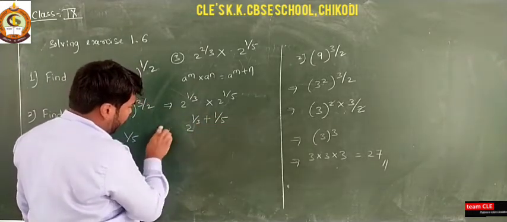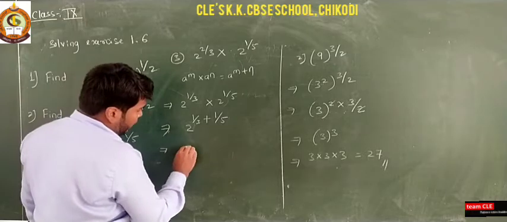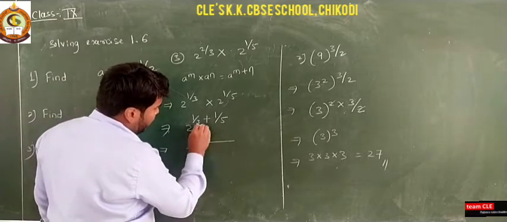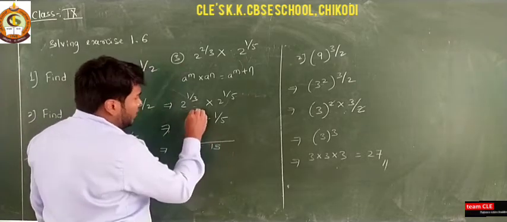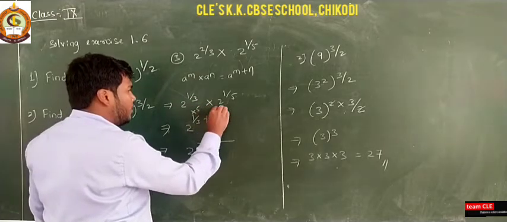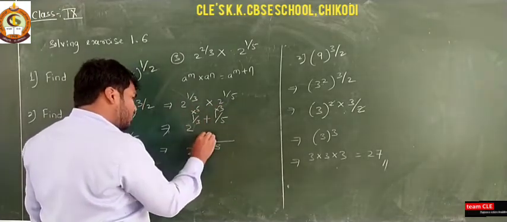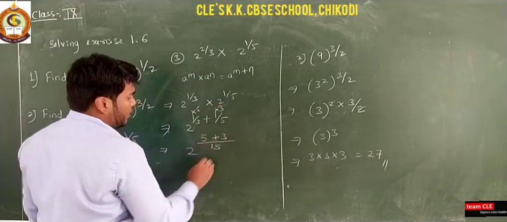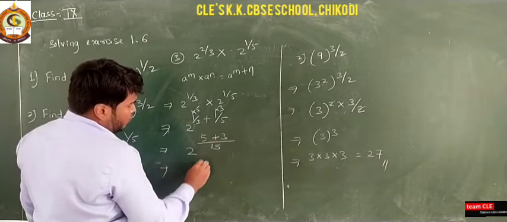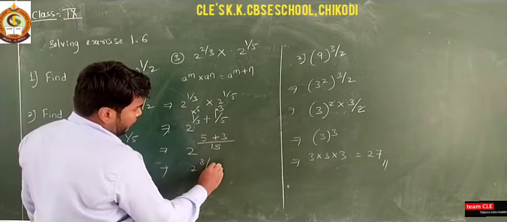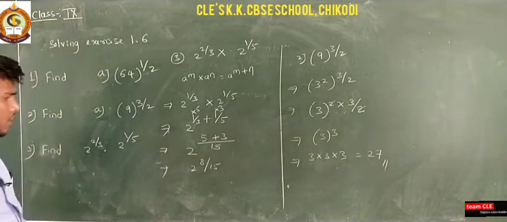Take the LCM, that is 15: 3 5s are 15, 5 3s are 15. 5 1s are 5 plus 1 3s are 3. So you will get this as 2 raised to 8 by 15.